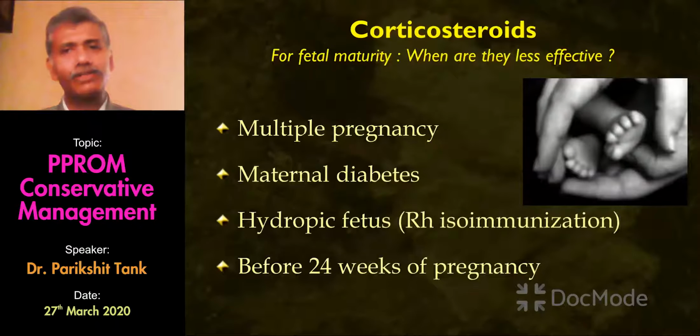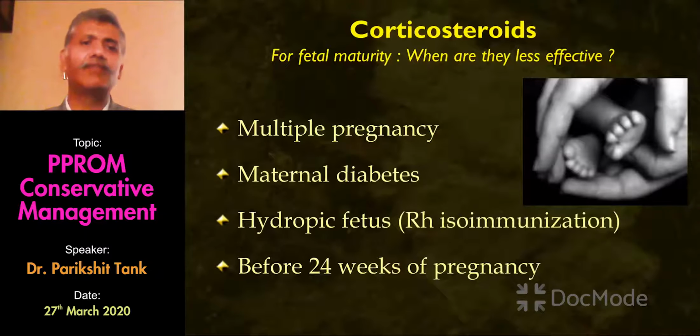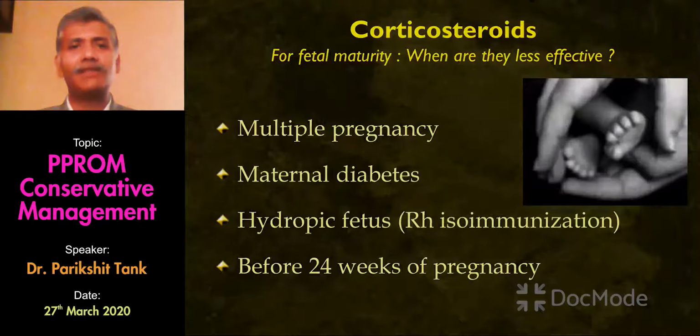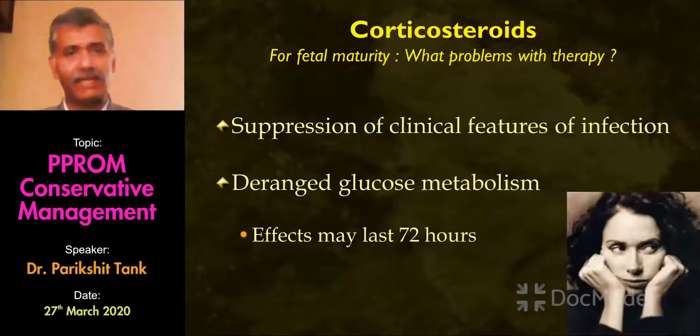When are corticosteroids less effective? Well, if it's a multiple pregnancy, if the woman has diabetes, she has a hydropic fetus, or it's a very early pregnancy at the borderline, that's when corticosteroids may be given, but their effect is going to be much lesser than what we would like it to be.